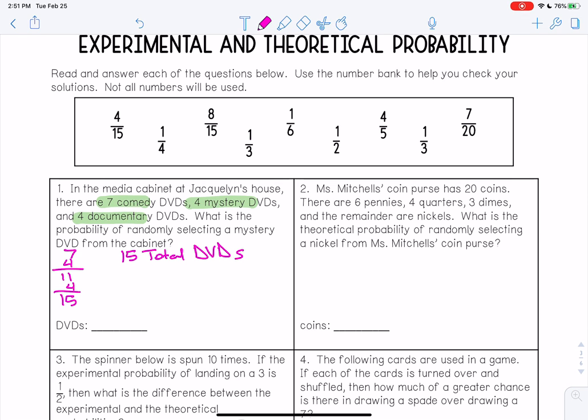DVDs. Okay, so then the probability of getting a mystery DVD is going to be, well, if there's 4 mysteries, 4 out of 15. Okay, so that is our answer, 4 out of 15. We can't simplify it. 4's even, 15's odd, and they don't have a factor in common.